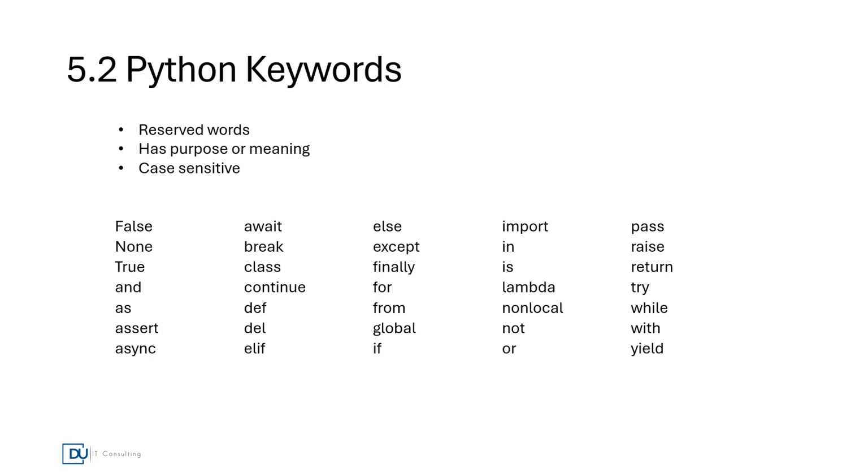Keywords in Python. Keywords in Python are reserved words. That means you cannot use those words as a variable name in your program, and they have a certain purpose or meaning. Usually they are case sensitive. For example, False, True, None have the first character as uppercase. And the other common keywords are if, elif, is, in, return. These are some of the popular keywords.